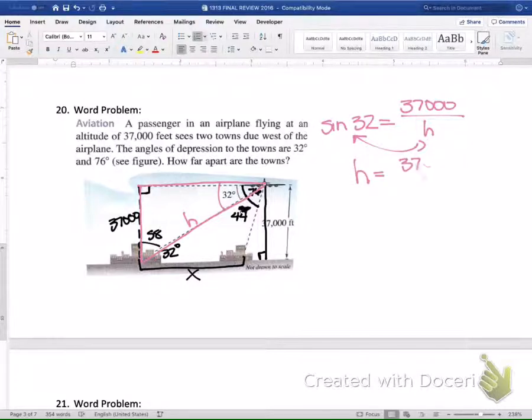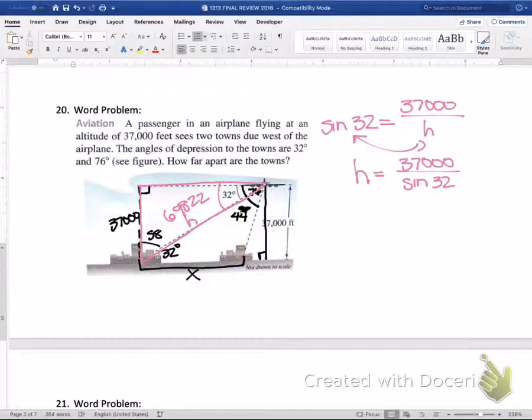The hypotenuse, not the height, excuse me, is 37,000 divided by sine of 32. Again, these are large numbers, and this is across from the right angle, so that should make sense. What you're getting out of this is a large number. It gives me about 69,822. Is that what we got, ish?